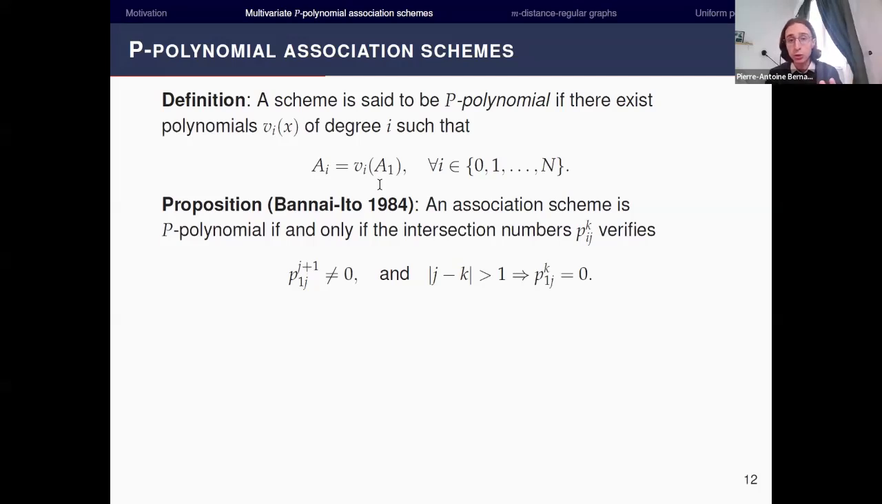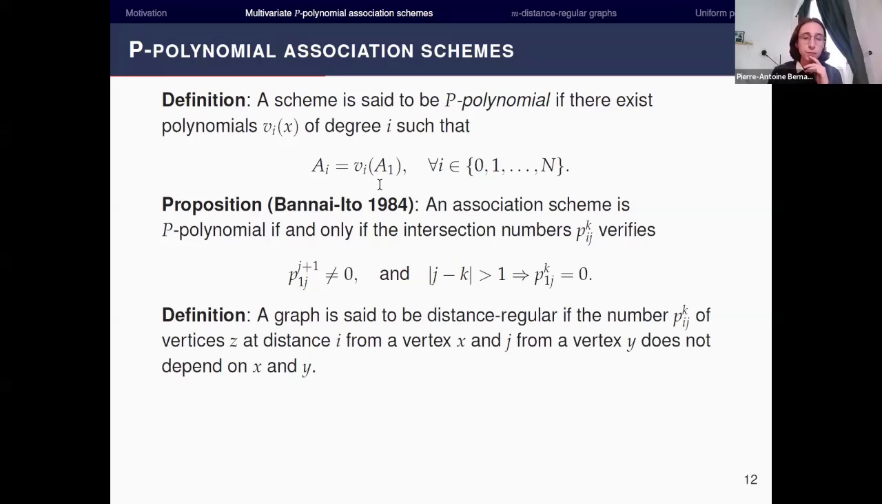There is also a connection in terms of graphs, and it's with the notion of distance regular graph. So a graph, again, I assume most of you are quite familiar with this definition, is said to be distance regular if the number of vertices z at distance i from x and at distance j from y does not depend on x and y, but only on their distance, that would be k. Maybe I didn't write the definition correctly, but this is the idea.